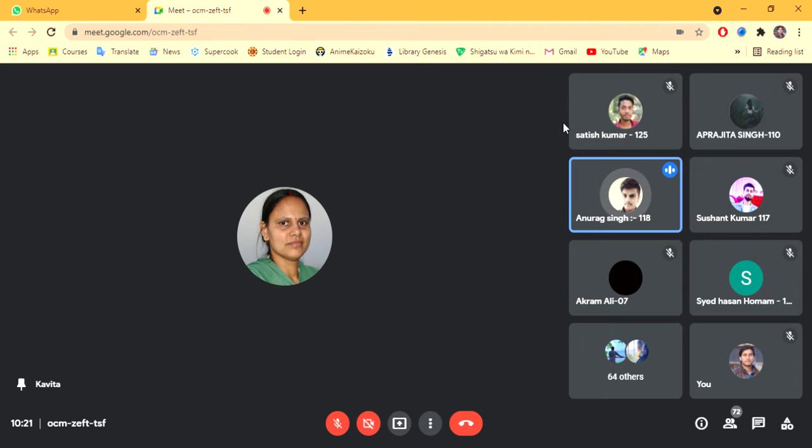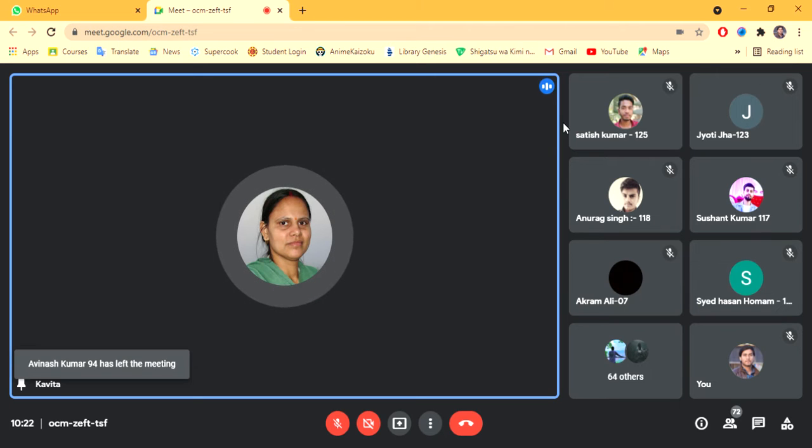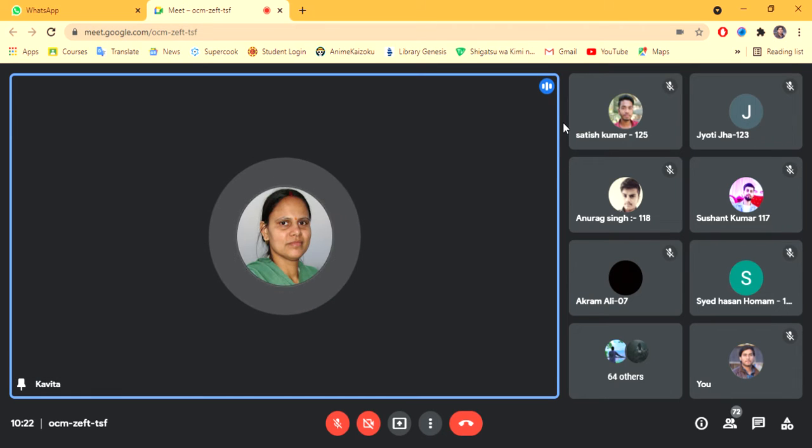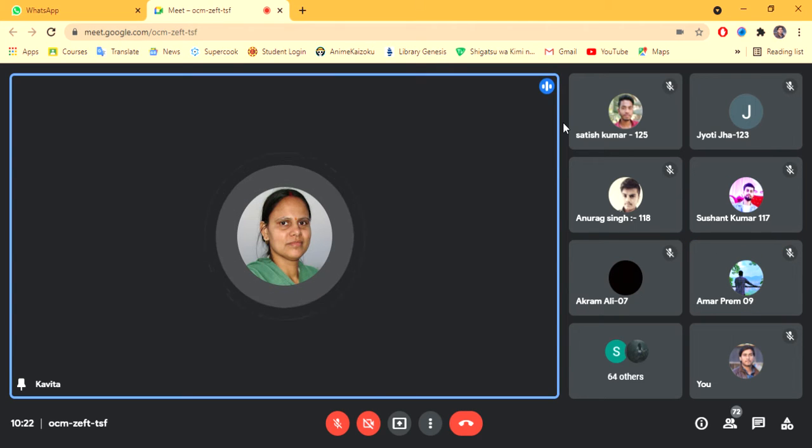Moong, arhar, gram, beans. Good. Pigeon pea, lentils, okay, good. So one thing I would like to say is that the names of the crops, at least you should know in English. The scientific name should be known, but if you don't remember that, then at least in English you should know all these names. Okay, and one or two cereal crops: wheat, rice, maize, barley. Important ones.